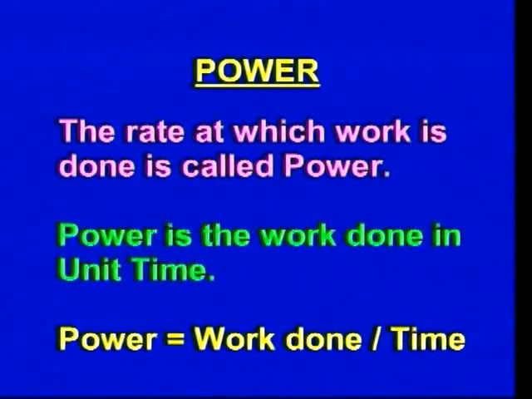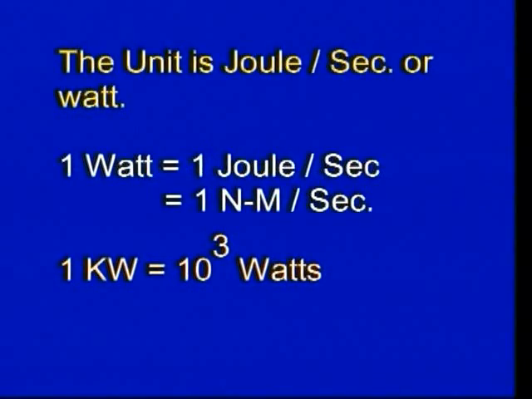Let us define power. The rate at which work is done is called as power. That means the power is work done in unit time. Mathematically, power is equal to work done by time. The unit for power is therefore joule per second, or it is watt. So, 1 watt is 1 joule per second. Since joule is 1 Newton meter, 1 watt is equal to 1 Newton meter per second. For larger units, we use the term kilowatt and megawatt. 1 kilowatt is equal to 10^3, that is 1000 watts.